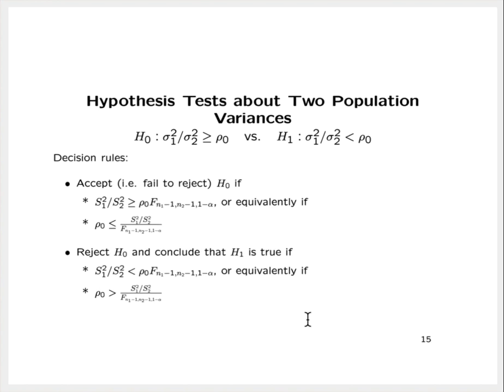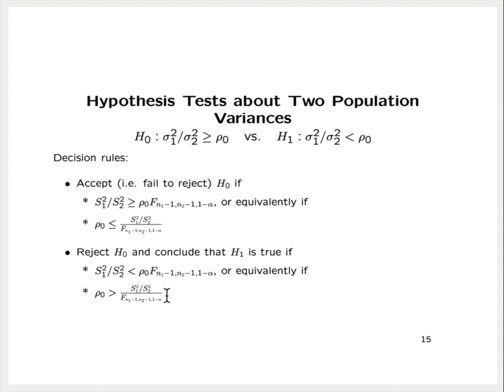Again, we can restate this in terms of decision rules. We would accept the null hypothesis if the ratio of the sample variances, S1 squared over S2 squared, is greater than or equal to rho sub 0 times the upper 1 minus alpha percentage point of this F distribution. We would reject the null hypothesis if the ratio of the sample variances is less than rho sub 0 times the upper 1 minus alpha percentage point of the appropriate F distribution.